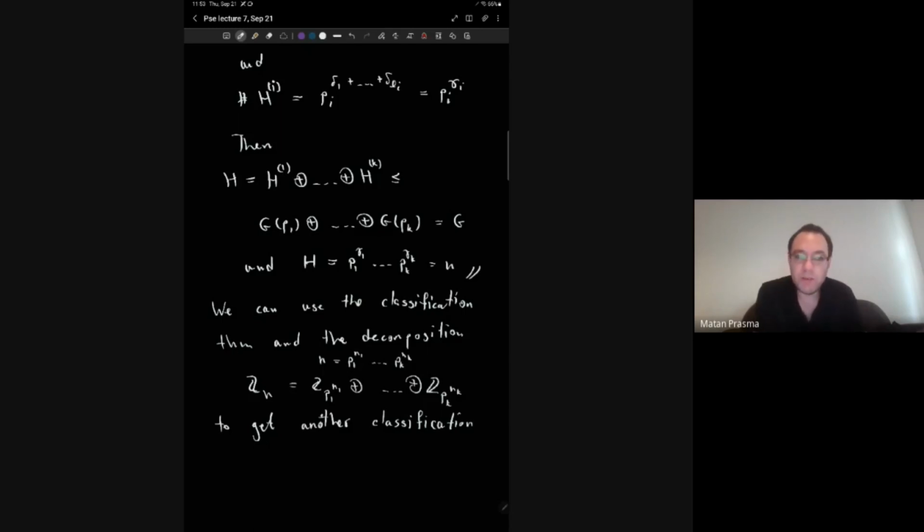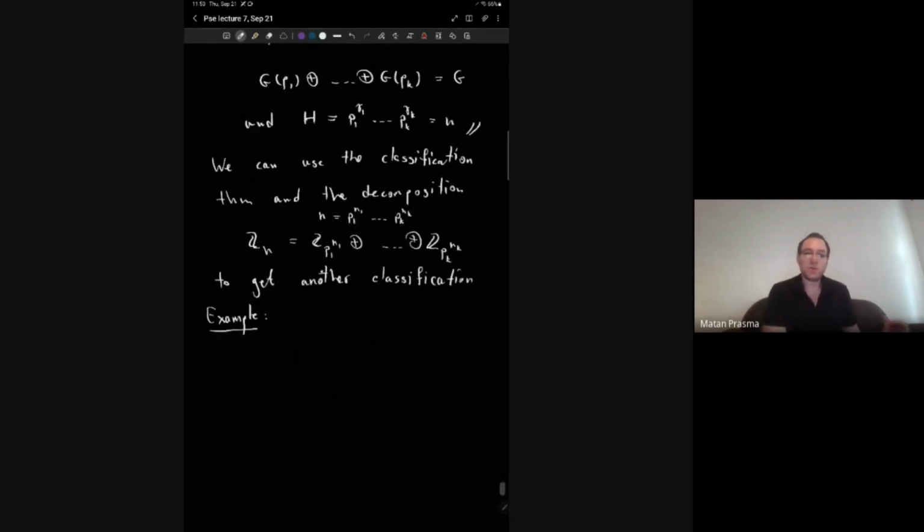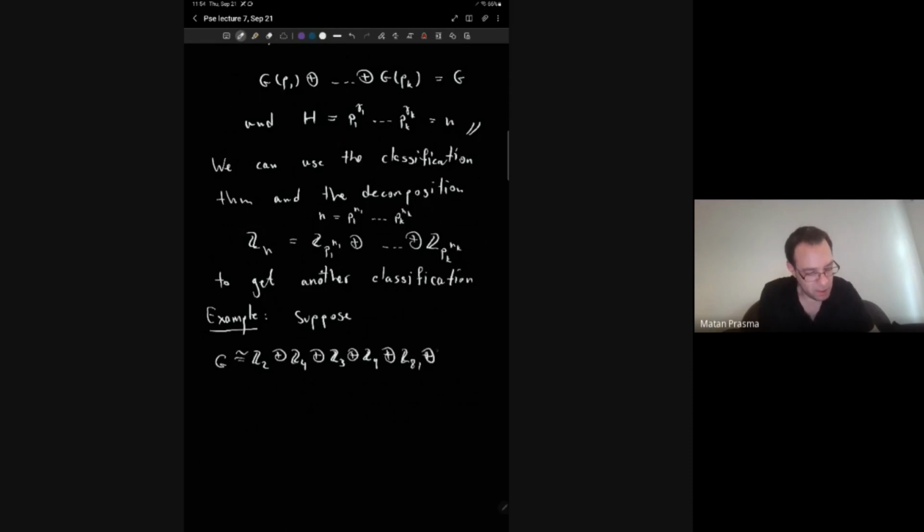And let me do this by example. So suppose I have G as a direct sum of integers modulo 2, integers modulo 4, integers modulo 3, integers modulo 9, integers modulo 81, integers modulo 25, and integers modulo 125.